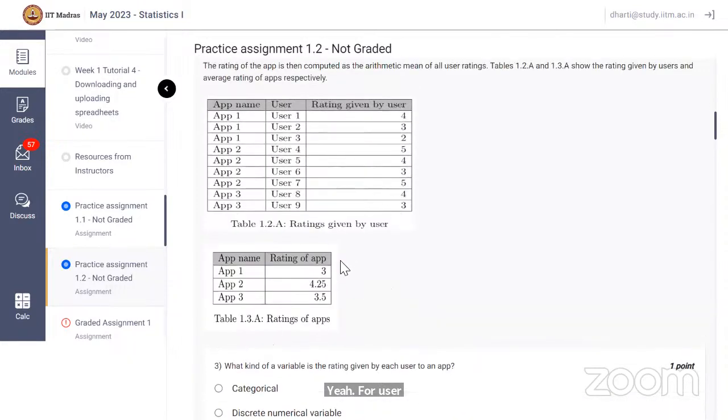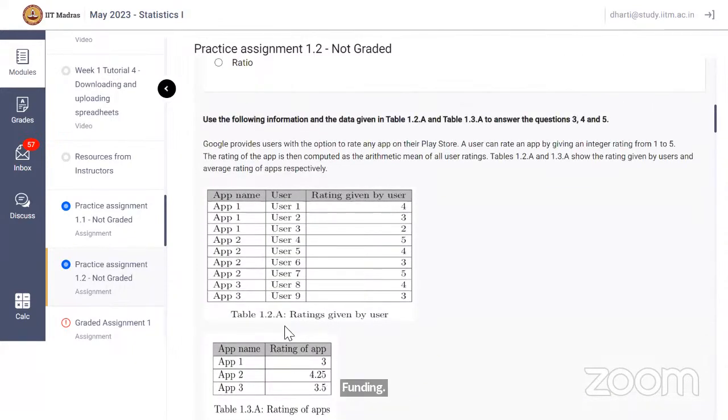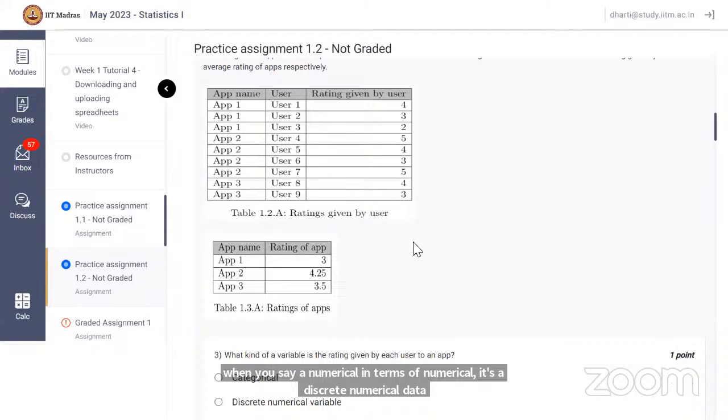This is two tables, right? For the table of ratings given by user, it is categorical data, which is ordinal, and which also has scale of measurement as interval. In terms of numerical, it's discrete numerical data. So the first answer is discrete numerical, right?